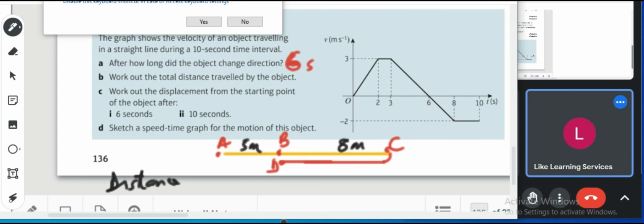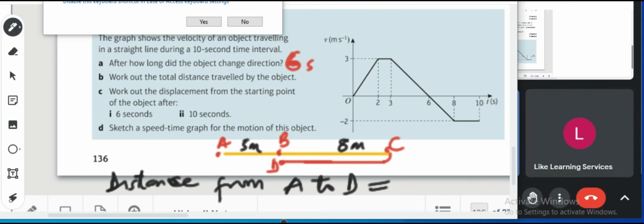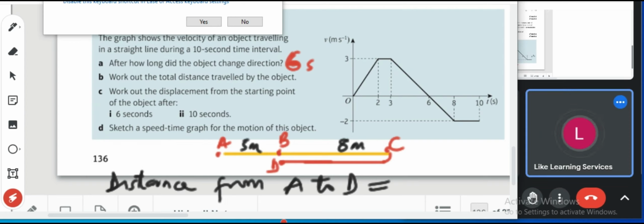Distance from A to D is what? Distance is this distance, yes. 21. That's 5 plus 8 plus another 8, so 21 meters.